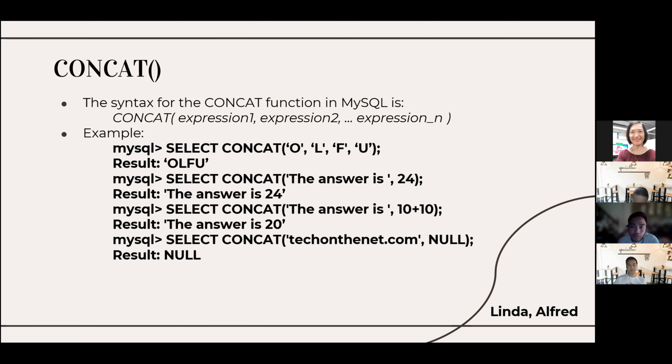Concat function, or concatenate. Basically, what this does is combine two or more strings together. As you can see in our example, we have select concat, the main command. Inside the string is O separated by comma, L separated by comma, F separated by comma, and U, then semicolon. So what concat will do is combine the four of them, which resulted in OLFU.